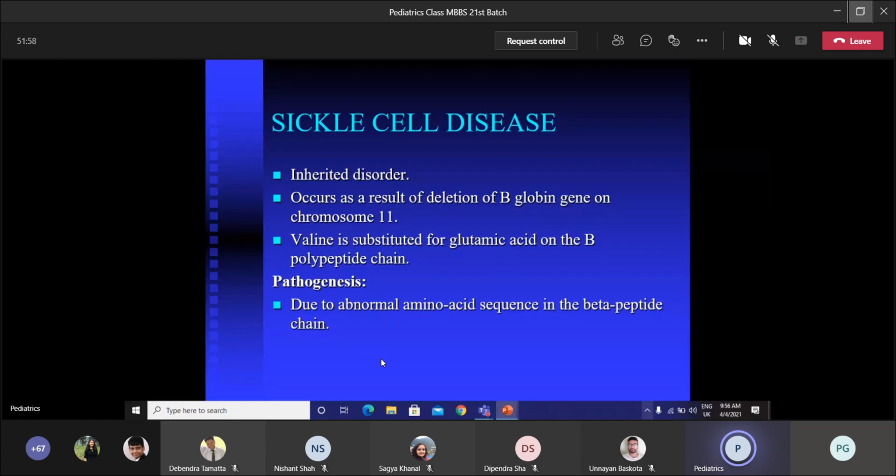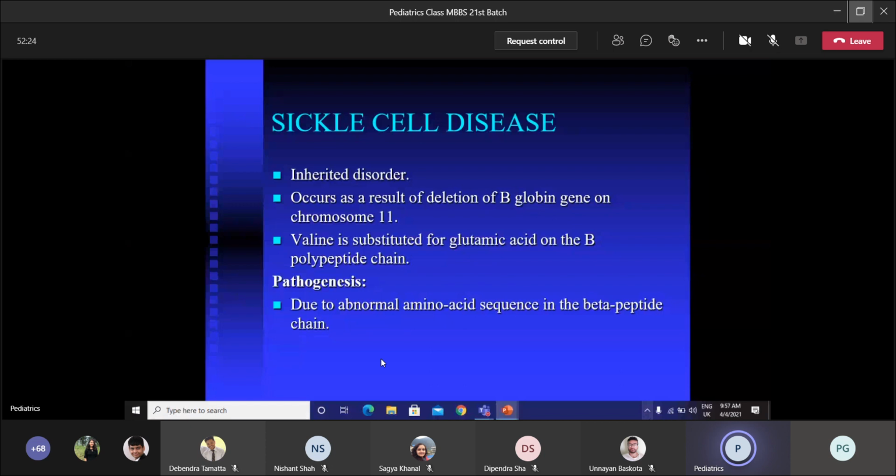The valine is substituted for glutamic acid on the beta polypeptide chain. Pathogenesis is due to abnormal amino acid sequence in the beta peptide chain.